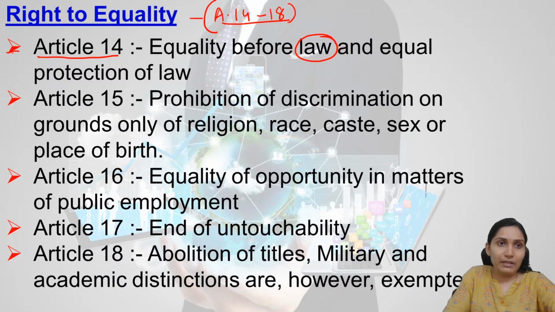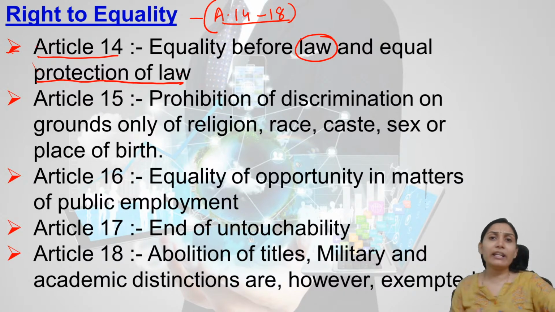So, what does it mean? It means that every person or every citizen is guaranteed equality before law. Before the eyes of law, every individual is the same or equal. I'll give you an example. A very rich person or a very influential person is committing a mistake, and a normal person, like a person from a very poor background, is committing a mistake.